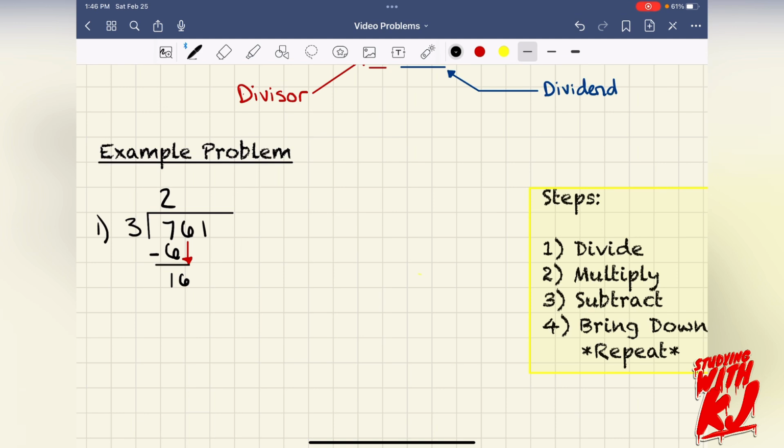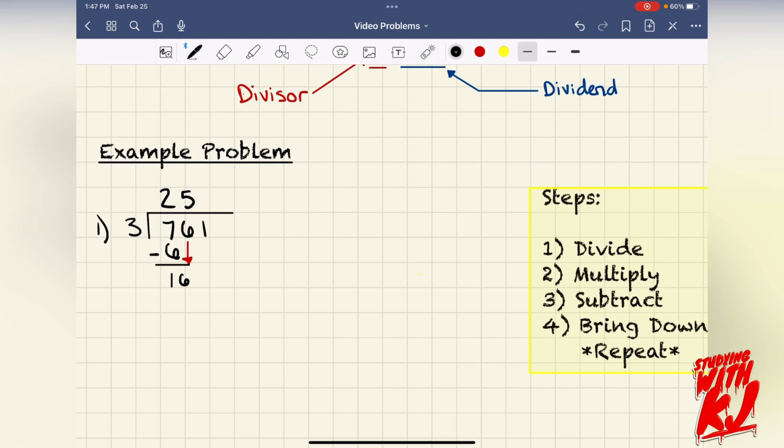So now we start over. Start off at step 1. We're trying to see what's 16 divided by 3, or how many groups of 3 can go into 16. 5 groups of 3 can go into 16, because 5 times 3 is 15. If we go higher than 5, which is 3 times 6, that's 18. 18 is too big for 16. So 5 groups of 3 is perfect. So that's step 1 when we start all over again.